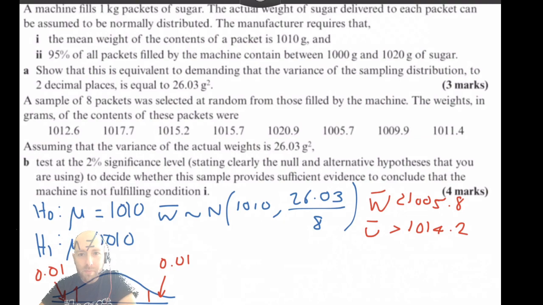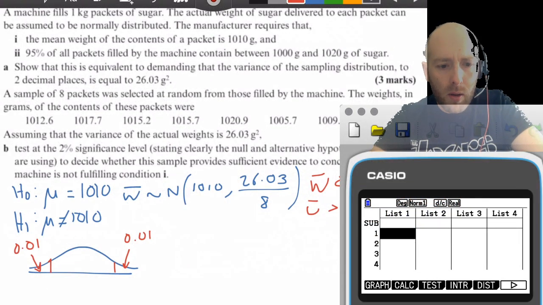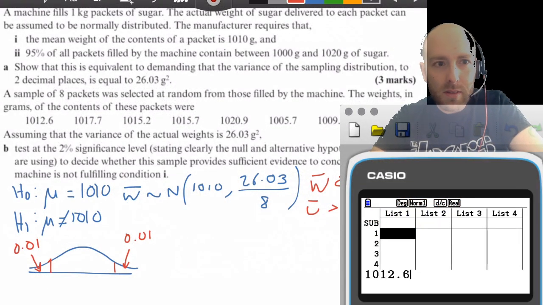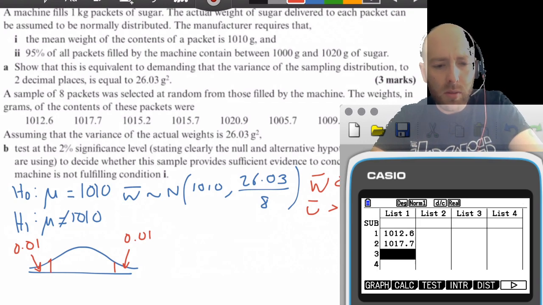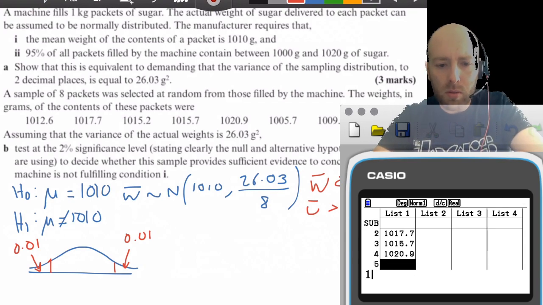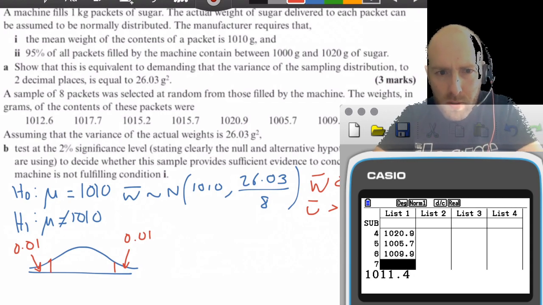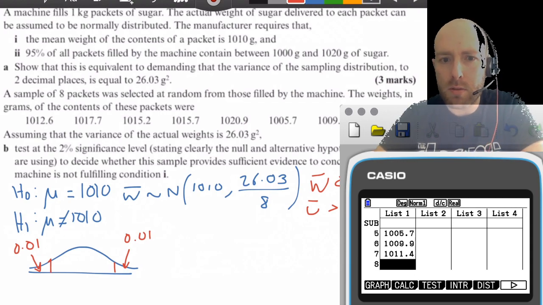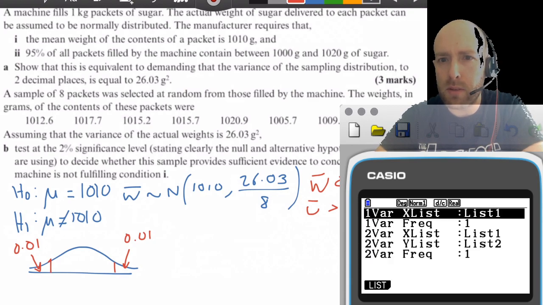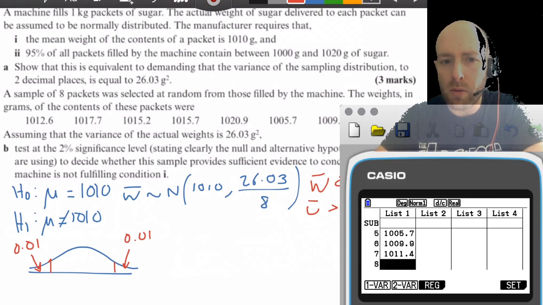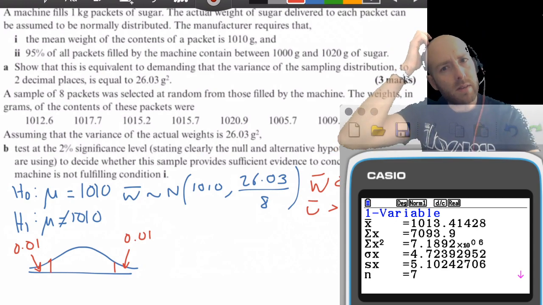All right. We need to work out the mean of the data. So I'm going to type it all into the calculator. 1011, 1012.6, 1017.7, 1015.7, 1020.9, 1015.7, and the last two, 1009.9 and 1011.4. Type all those in. We need to do setup again on this. So calc set, frequency is 1. Yep, good. We're going to do one variable analysis. So our mean is 1013.4.